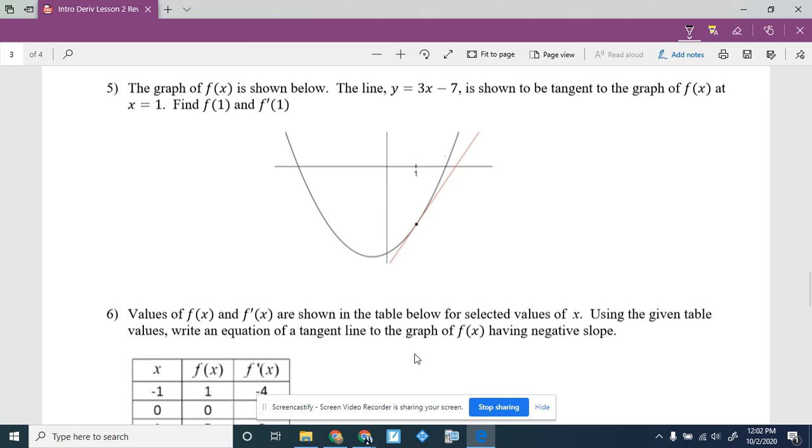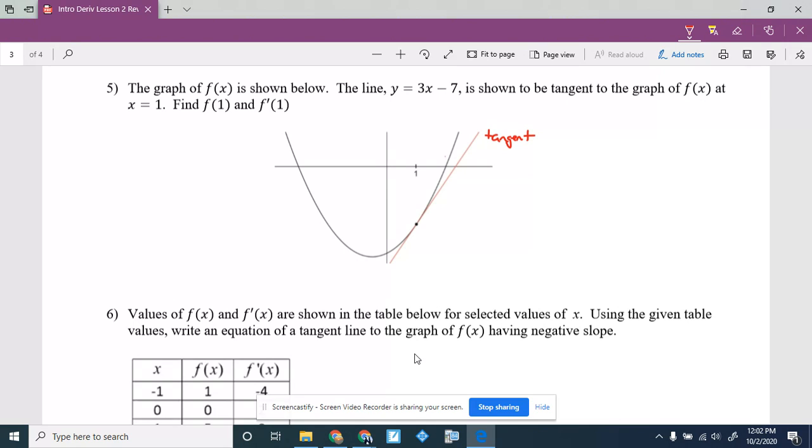All right, so let's just look at some weird questions now. Not so much evaluating limits like we just did, but questions that are testing us on our understanding of the derivative and the different symbols. So here we go. It says the graph of f of x is shown below. It says the line y equals 3x minus 7 is shown to be tangent. So we're basically saying that this right here is the tangent line, at x equals 1. So here is 1 right there. And it says find f of 1 and find f prime of 1.